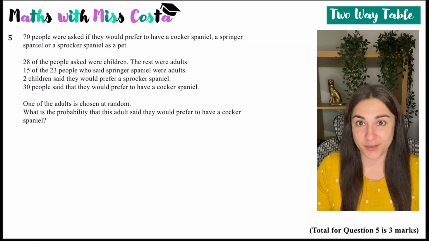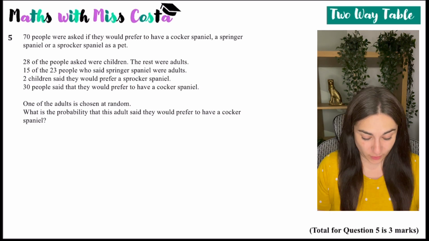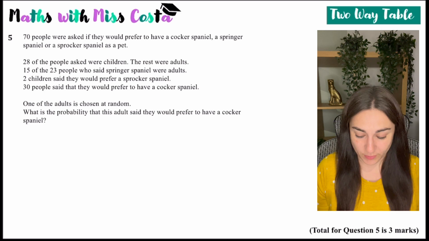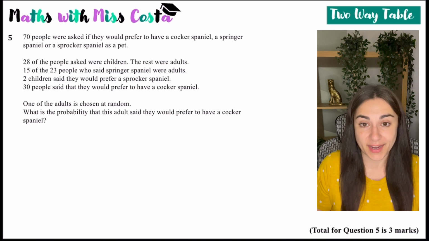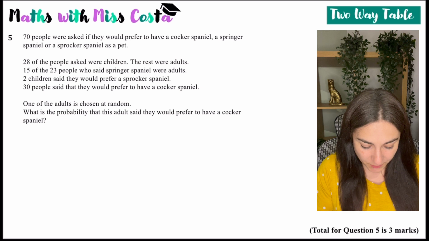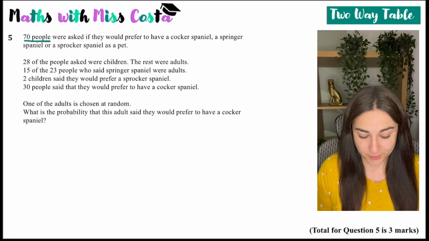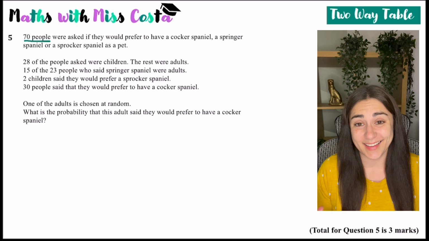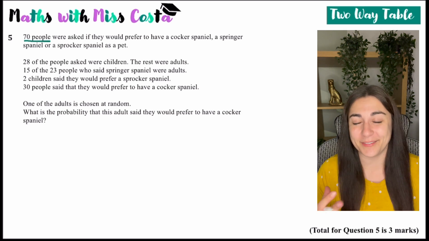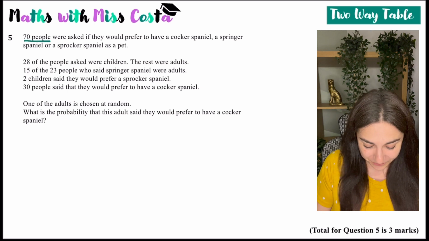Okay, so here you've been given a lot of information, and generally when you're given a lot of information like this, you're going to want to do a two-way table. It doesn't tell you to draw a two-way table. You don't have to, but it helps with organising information. So I'm told that 70 people were asked if they would prefer to have a Cocker Spaniel, a Springer Spaniel, or a Sprocker Spaniel as a pet. That is because any kind of Spaniel is just the most loving, amazing, incredible pet you could have.